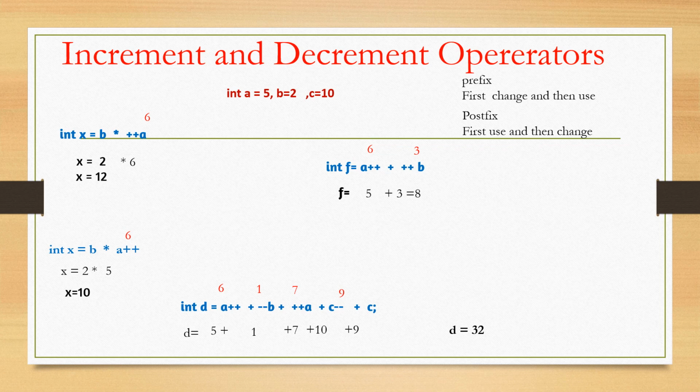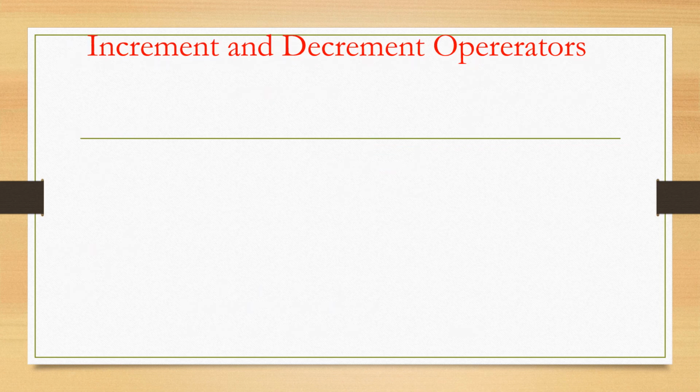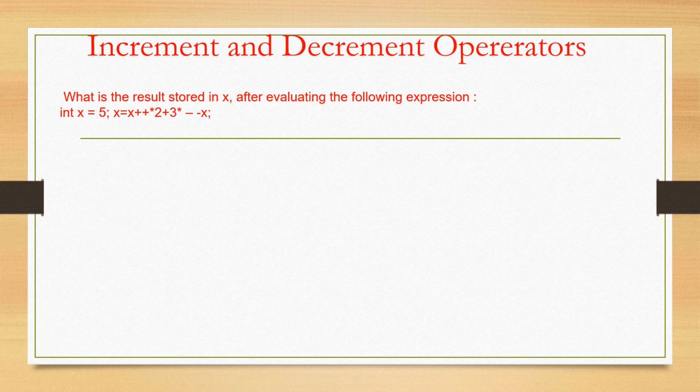Now 1 or 2 questions from the board exam also we can see. Here we can see some questions. X is equal to 5. X = x++ * 2 + 3 * --x. Here we can see x is 5. So x++ is postfix. First we will use the original value, then change it. X has become 6. So 5 into 2, and here --x. That means first of all the change will take place. It was 6 here, so 6 minus 1, 5. So here 5 will come, and then we can use it in the expression.